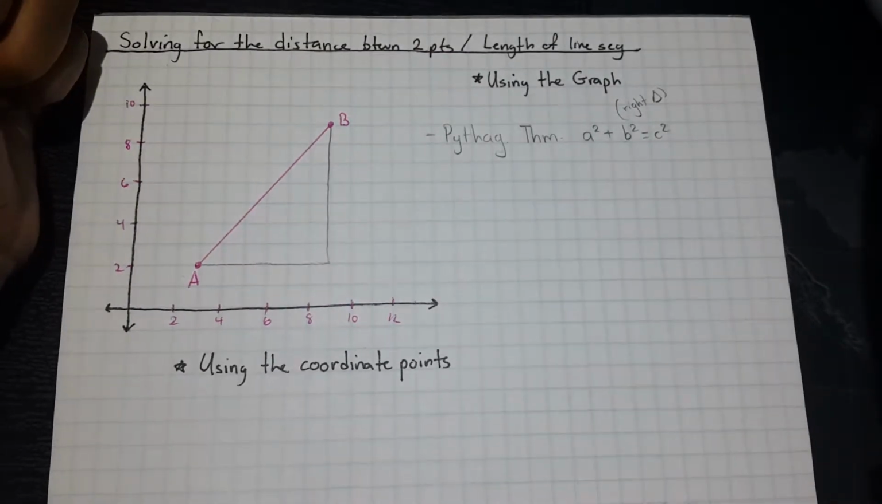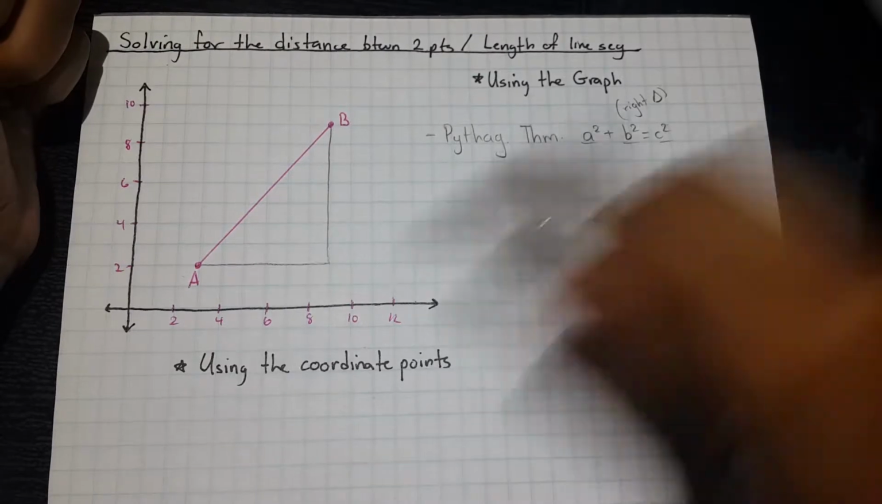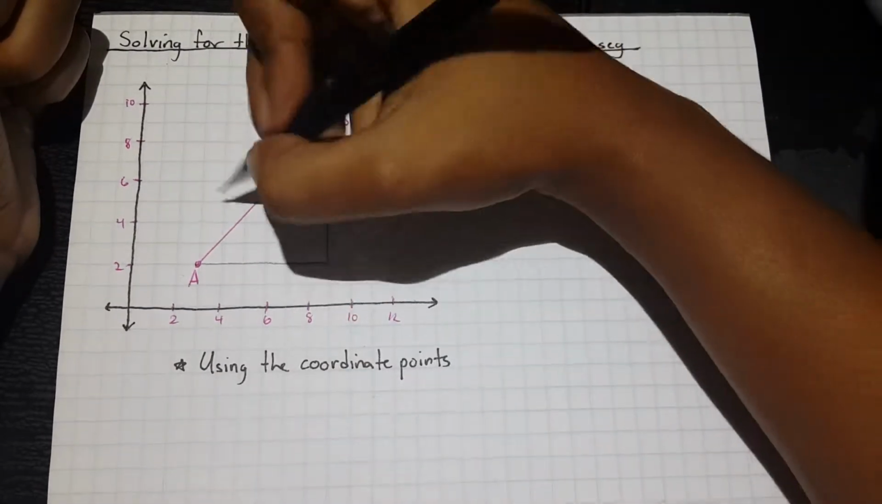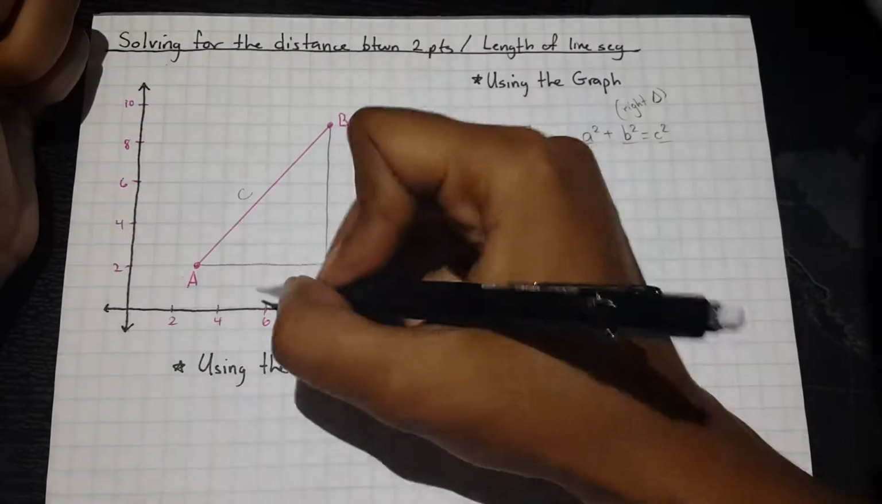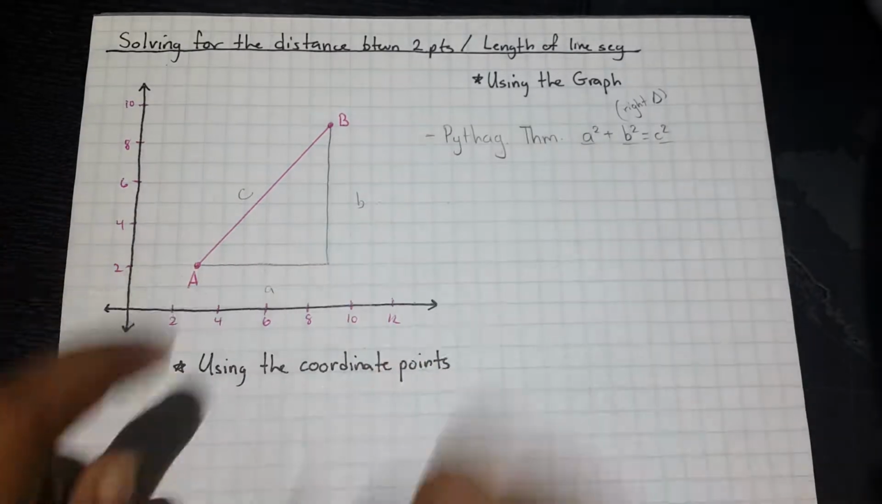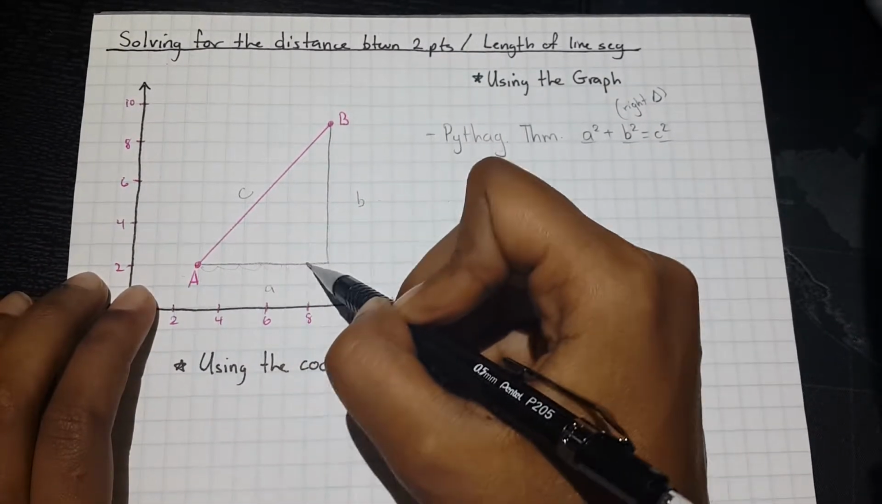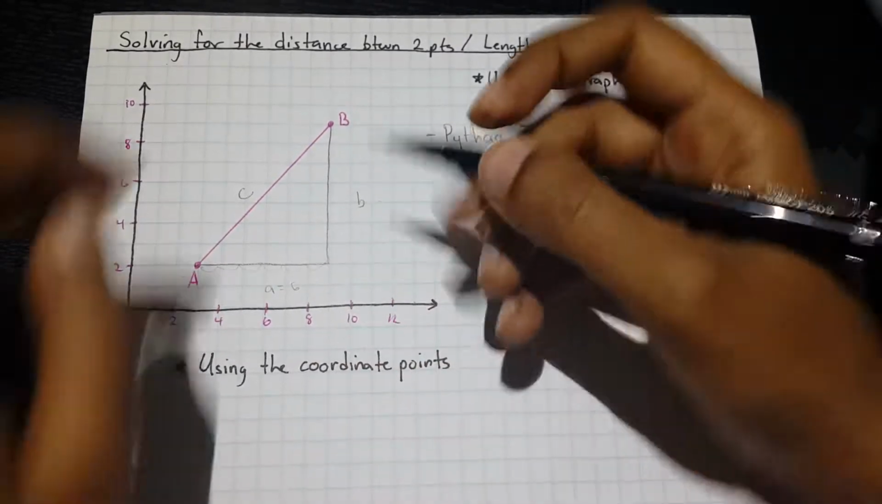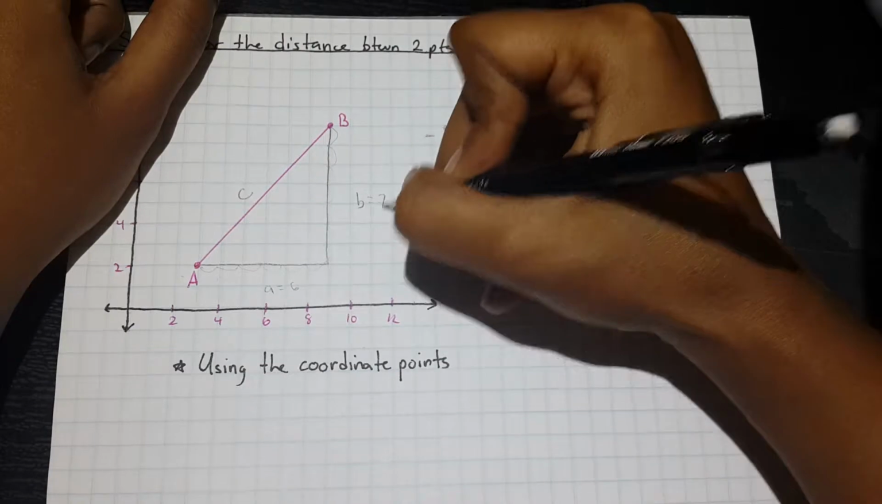Alright, so in this scenario, I need lengths to represent A and B, not C, because C is going to represent my slanted side or my unknown side. So I'm going to call that C. So let me just call these legs A and B. Now again, in this simple scenario, I can actually just count the units. 1, 2, 3, 4, 5, 6 for that. And then 1, 2, 3, 4, 5, 6, 7 for that.